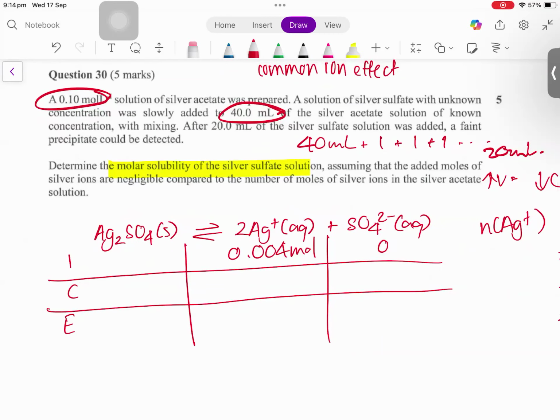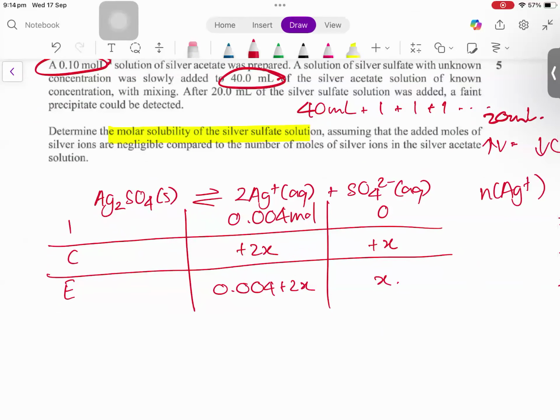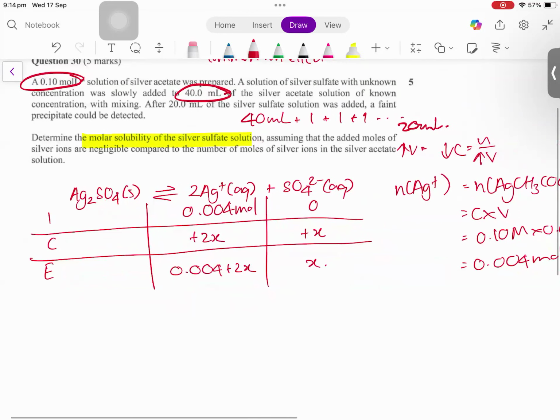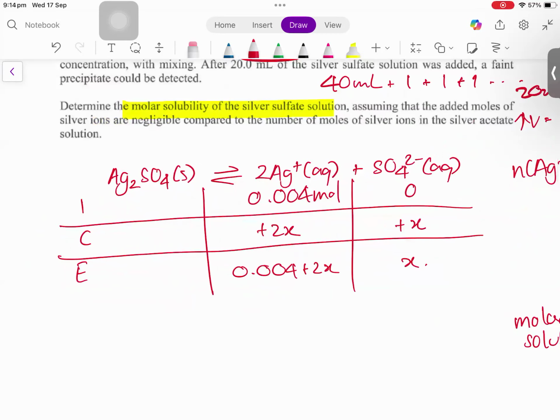Your equilibrium shifts to the right, plus 2x, plus x, or s if you like to use s. 0.004 plus 2x, with another x. Guys, if you're solving for molar solubility, which is that x, then you need to know your Ksp. What we've talked about before is you either know molar solubility or you know Ksp. You can't have both unknown. If the question's asking you to solve for Ksp, you have to know molar solubility. If the question's asking you for molar solubility, you have to know Ksp. That doesn't mean they have to give you Ksp because you can find it in your data sheet.